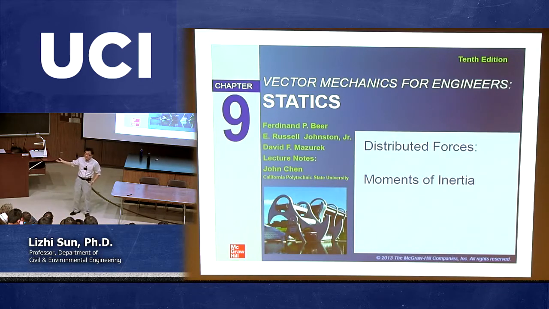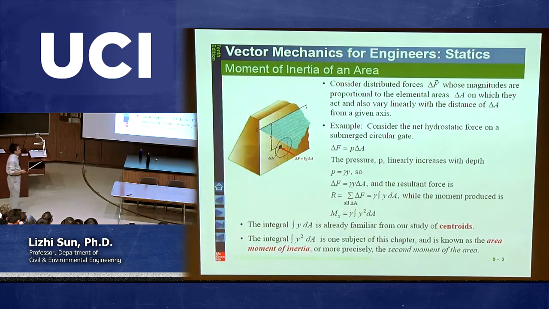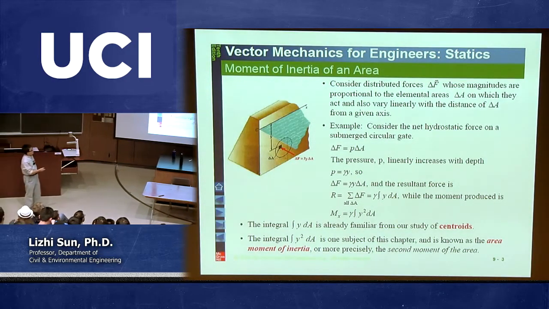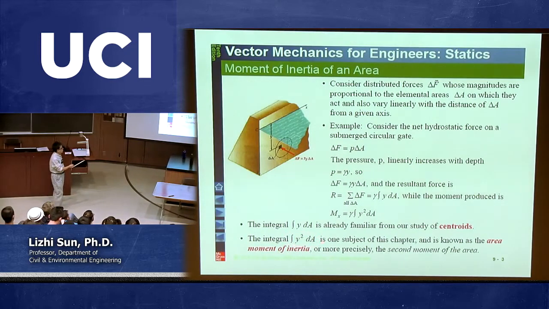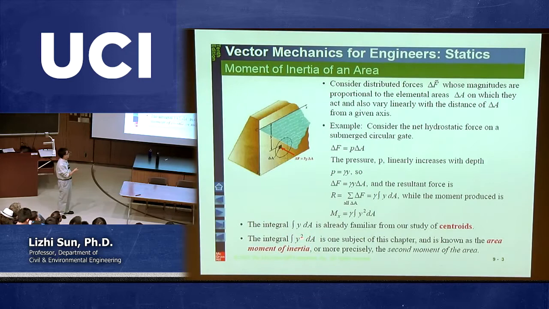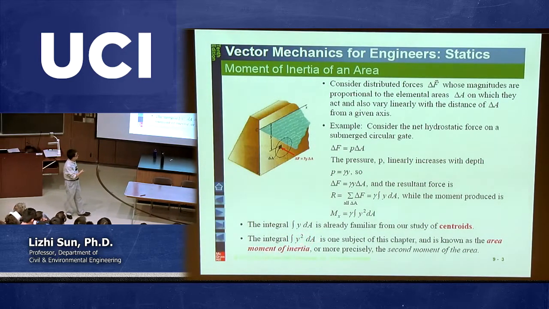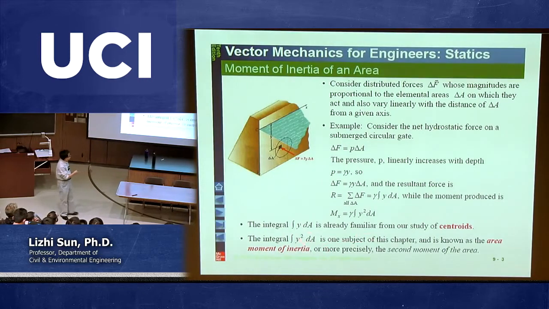Although in later courses, when you enter junior year, like 150, 151A for civil engineering students, we're going to continue to talk about moment of inertia. So this chapter basically gives you a simple idea to calculate a new concept, which is called the moment of inertia. By definition, it is the integration of y squared dA, which is the moment of inertia with respect to the x-axis.